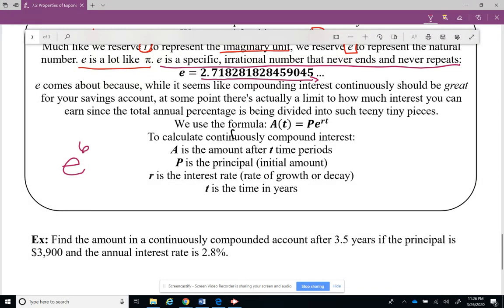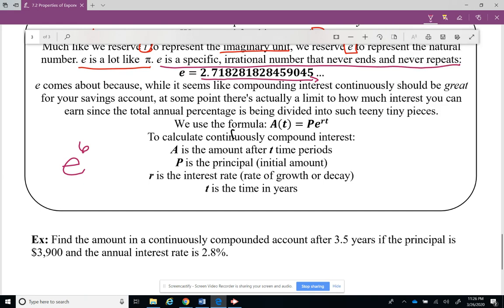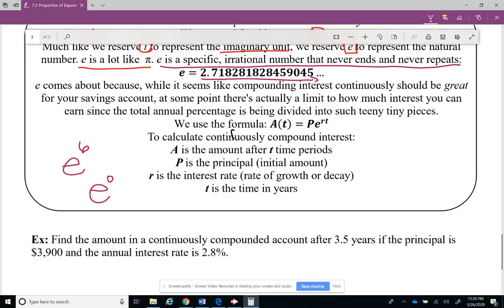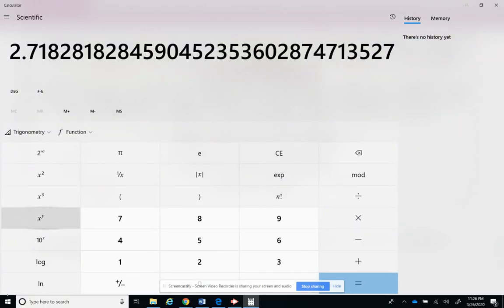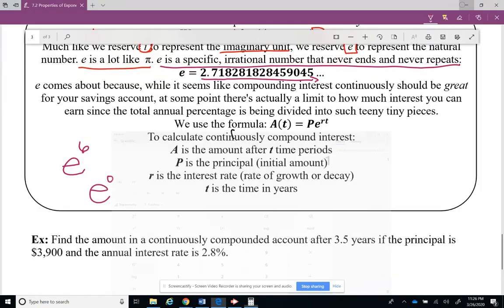All right, let's try another one. Let's do E to the 0. Okay, let's go to your calculator. I didn't mean to close that on mine. Sorry about that. All right, we're going to do E. Hover over that button, X to the Y, and we're going to do it to the 0. And then press the equals button. 1, because remember, anything to the 0 is 1.